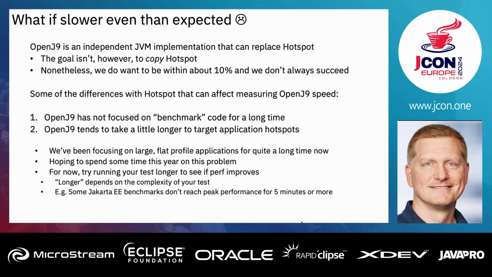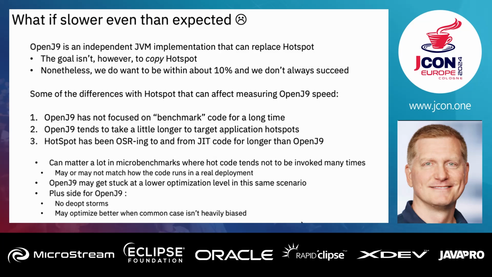Because of our focus on real application workloads and not on benchmarks, we tend to take a little bit longer to find hotspots and things. So if your application or your benchmark runs very quickly, sometimes OpenJ9 comes out looking bad because it just hasn't reached its peak performance yet. This is another thing that we're focusing on fixing. In fact, we've made, I believe, a 30% improvement in JIT compilation times recently, and that should help a lot with this problem.